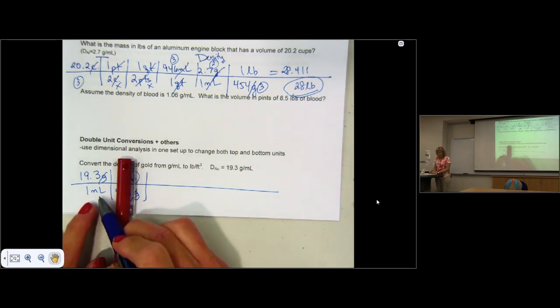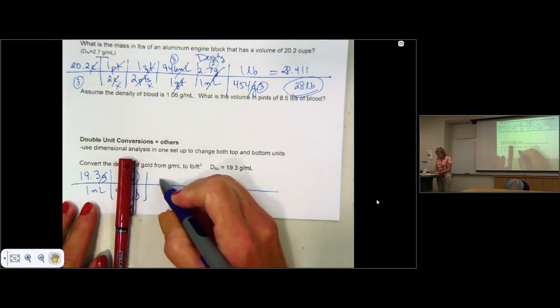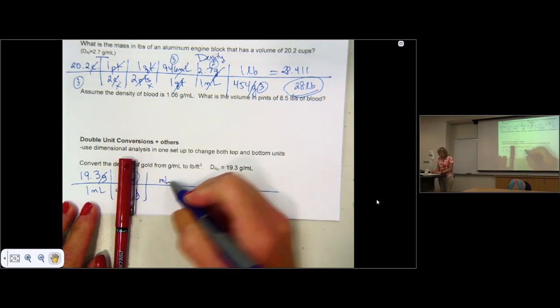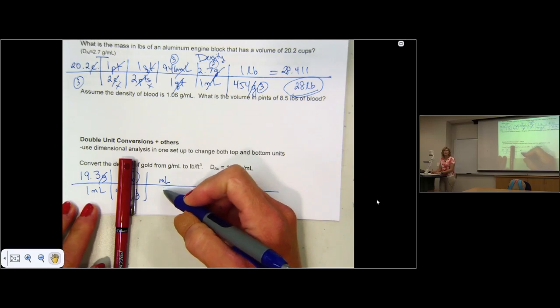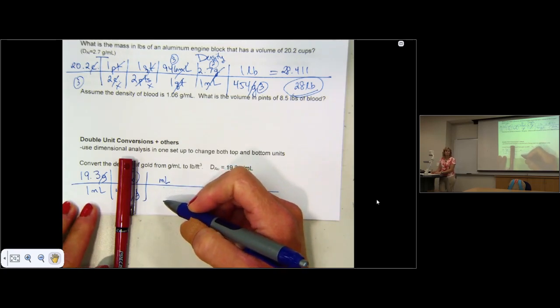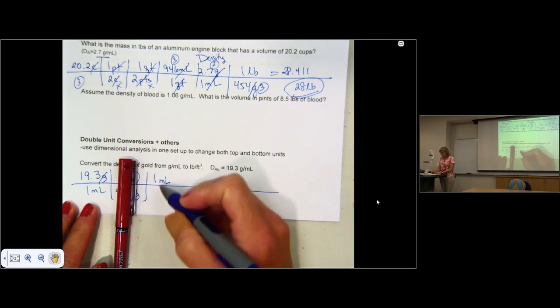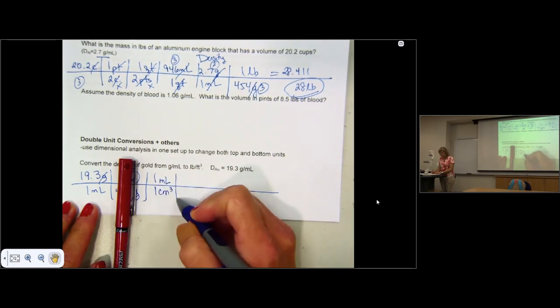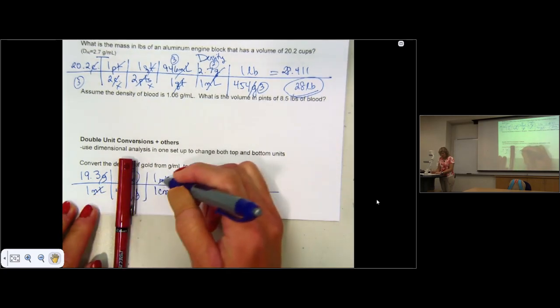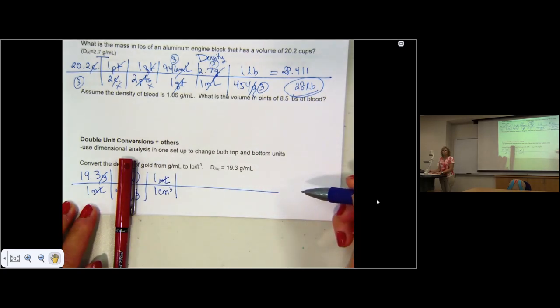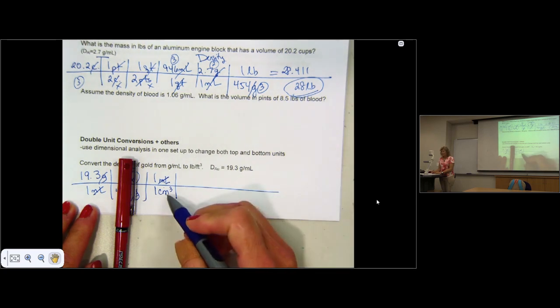And now I'm looking at milliliters. So milliliters has to go up on top over here. Do I know anything about milliliters that is equal to something that's cubed? So 1 milliliter is 1 centimeter cubed. Now, my milliliters cancel. Do you see that? Now, am I in centimeter cubed? Yes, but I don't want to be in centimeter cubed. I want to be in feet cubed.